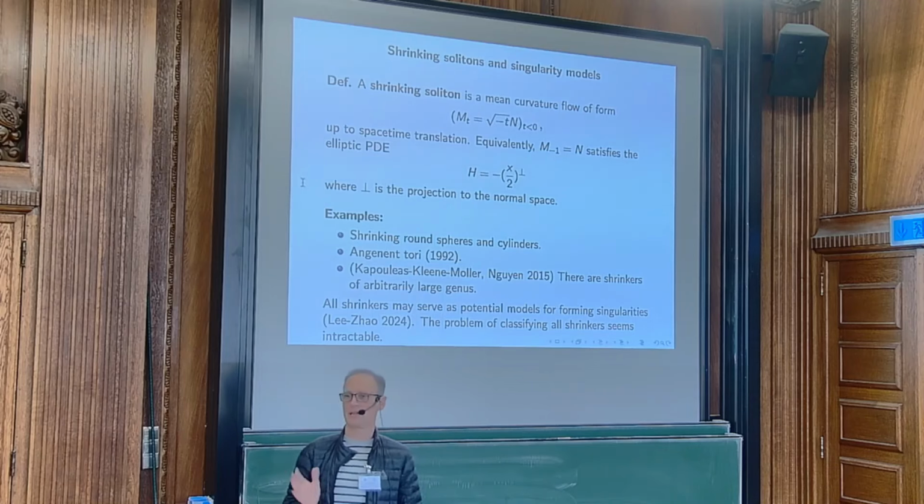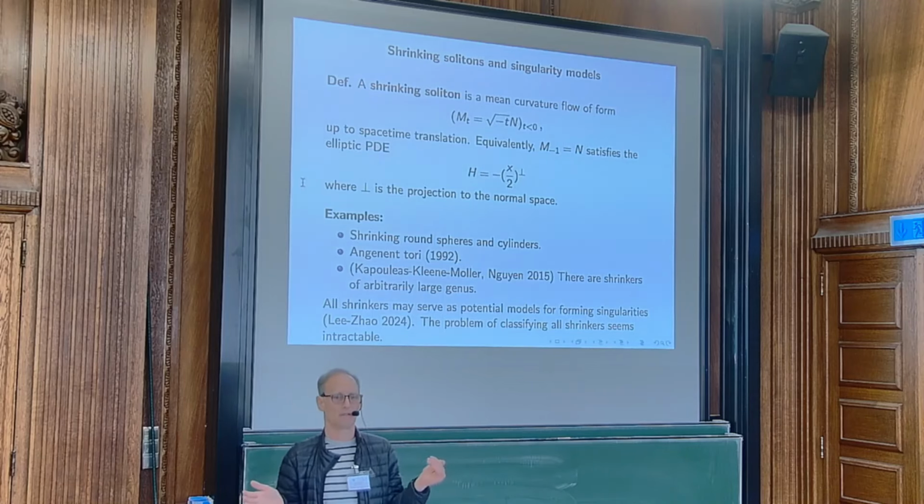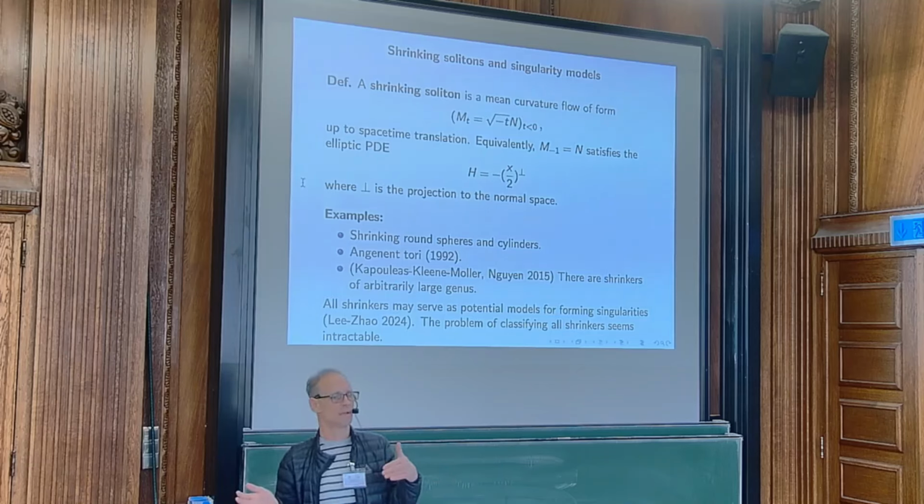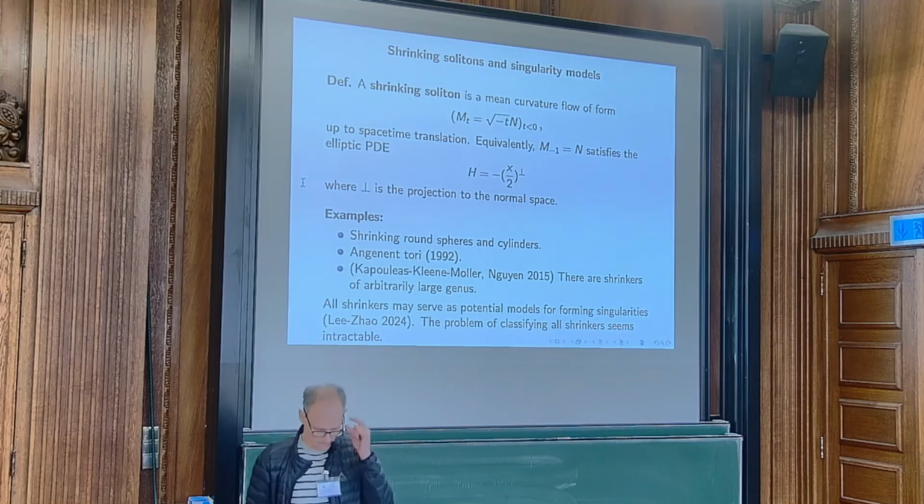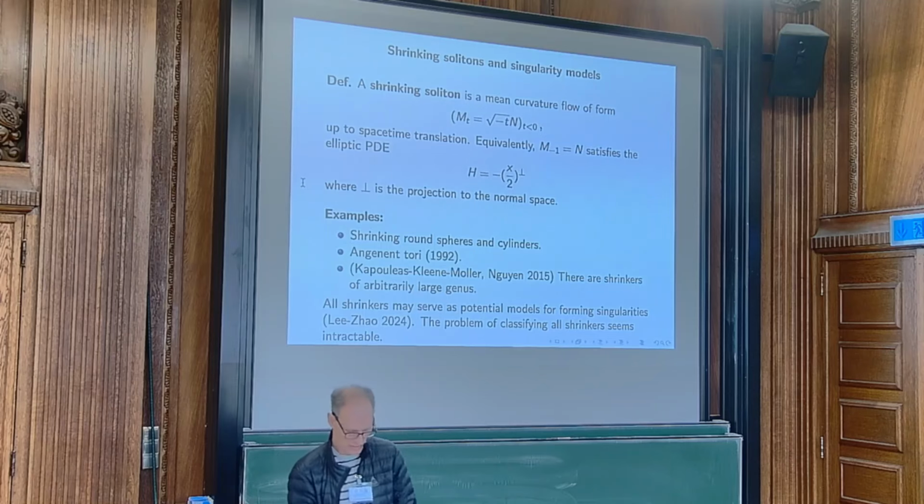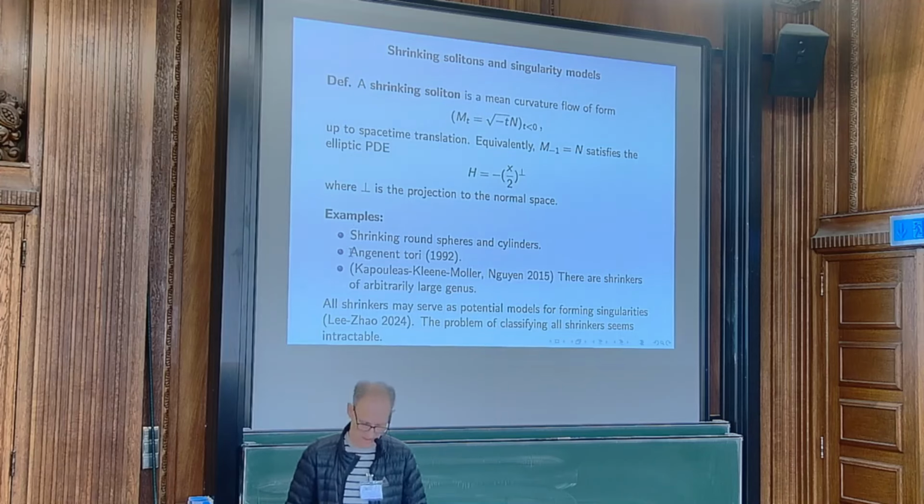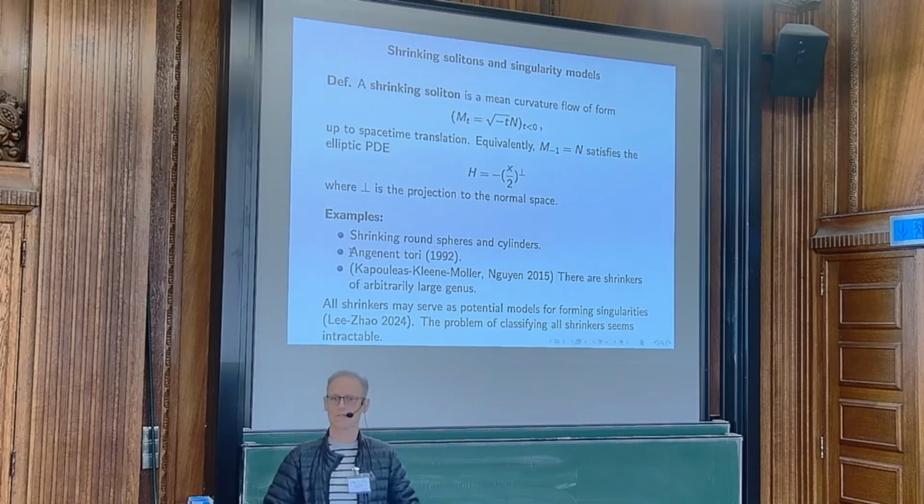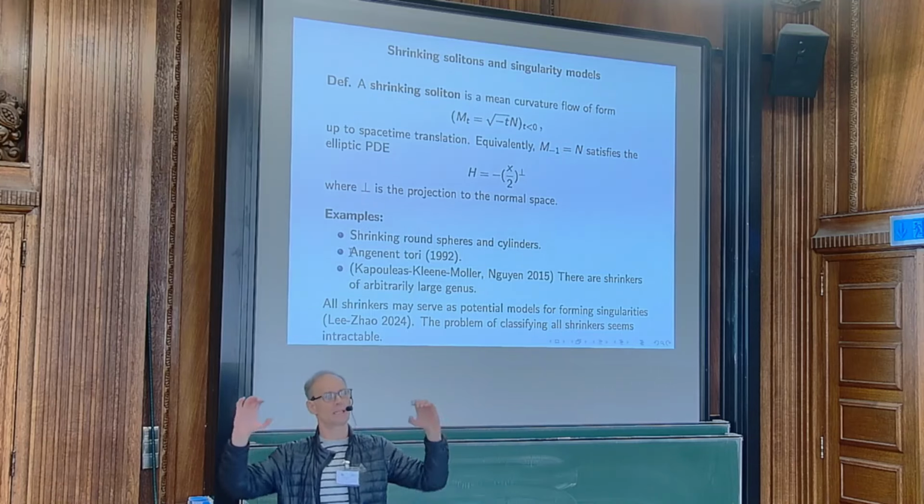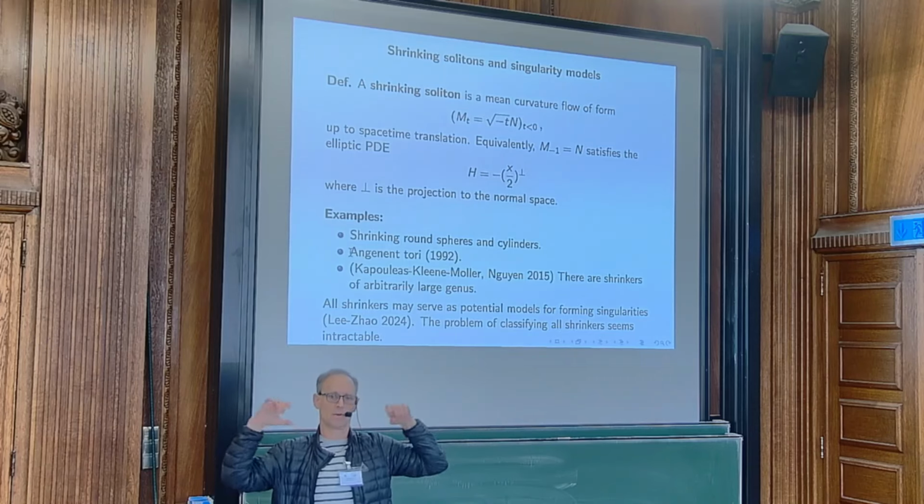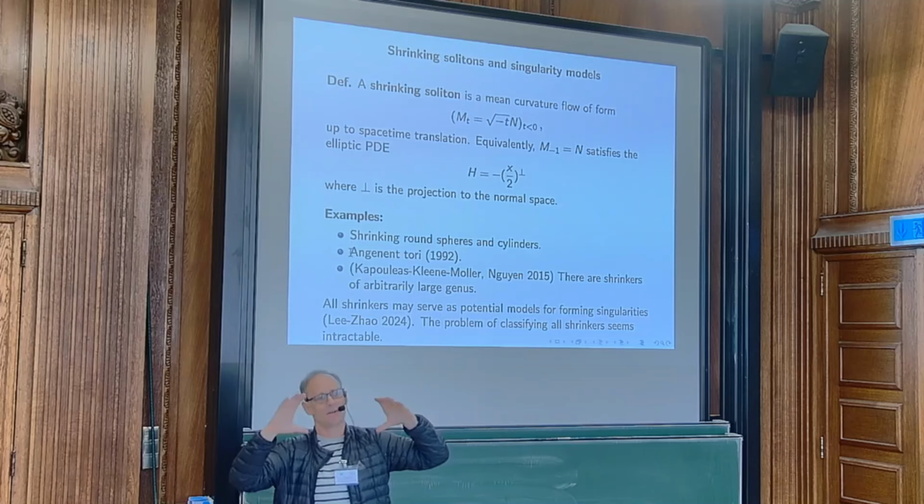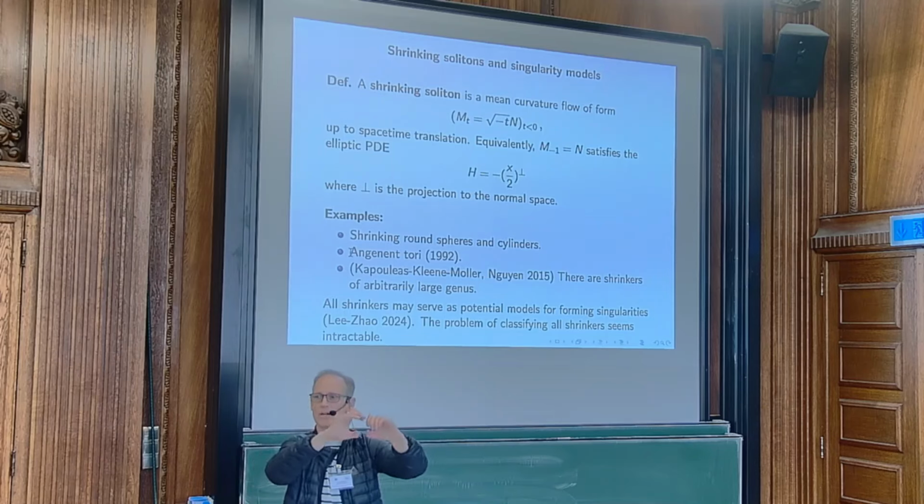It's also equivalent to saying that the surface N is a minimal surface, not with respect to the Euclidean metric, but with respect to an appropriate conformal deformation of the Euclidean metric. Okay, so examples. We already saw shrinking round spheres and cylinders. The next most interesting example was discovered by Angenent. It's called an Angenent torus. That's a torus of revolution. It doesn't look like the thin torus of revolution we talked about before, which collapses to a circle. It's sort of fat, but not too fat, and somehow manages to shrink down to a point as it collapses.